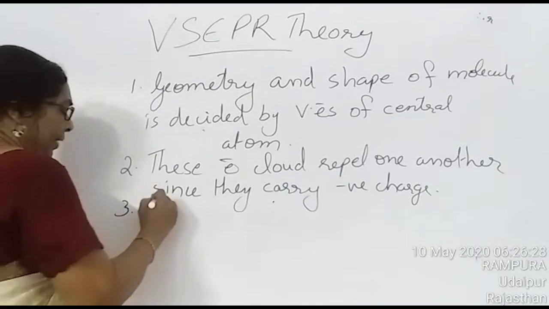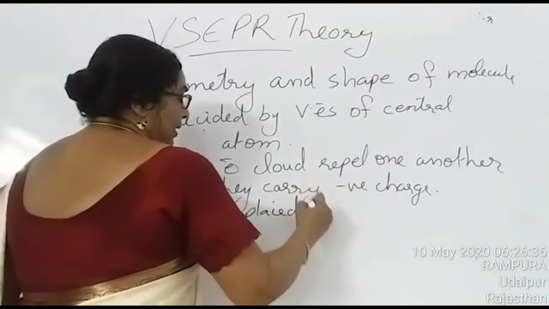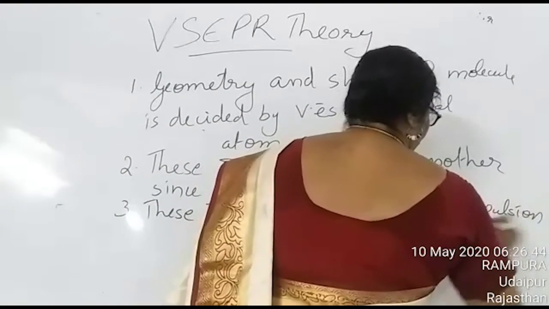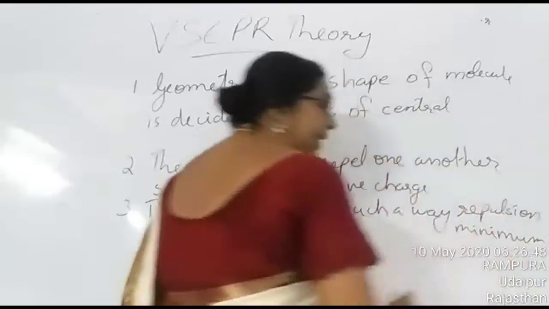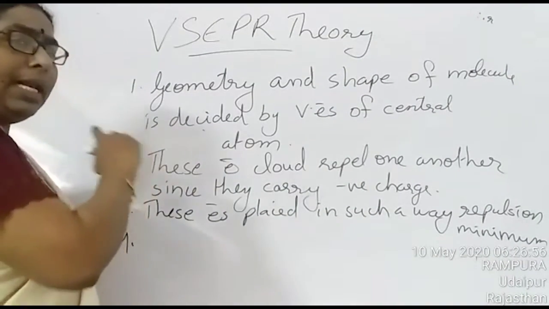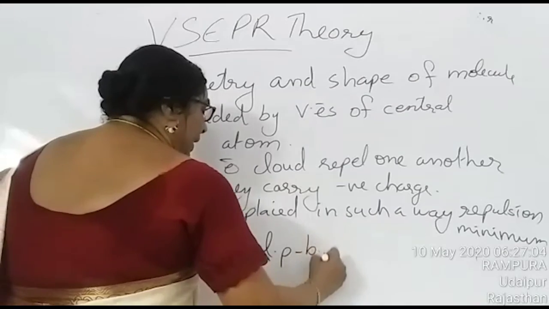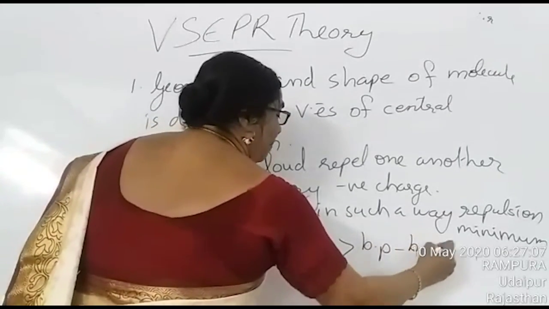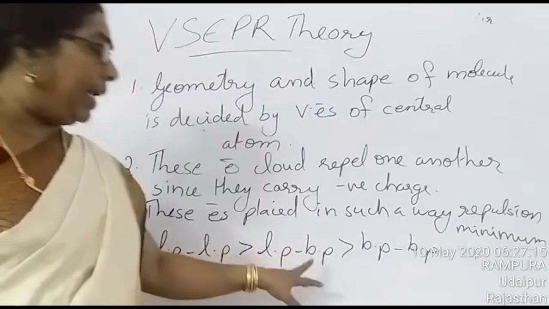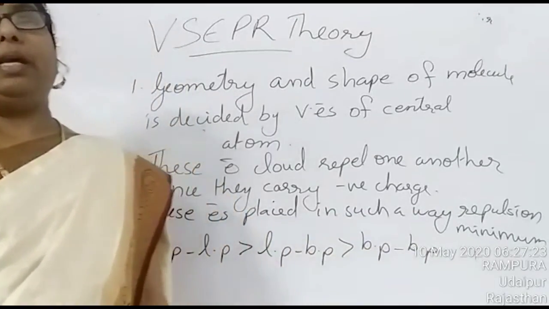The third point is that the electrons are placed in such a way that the repulsion should be minimum. Is it clear, children? The third postulate is that the electrons are placed in such a way that the repulsion is minimum. And the last postulate is that this repulsion varies. Lone pair-lone pair repulsion is stronger than lone pair-bond pair repulsion, which is stronger than bond pair-bond pair repulsion. Already we have studied the types of electron pairs. You know what a lone pair and a bond pair are.